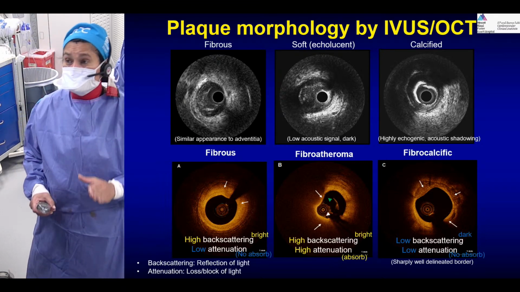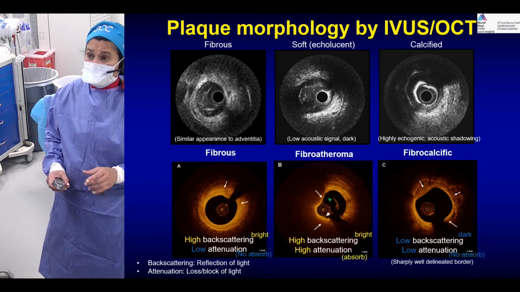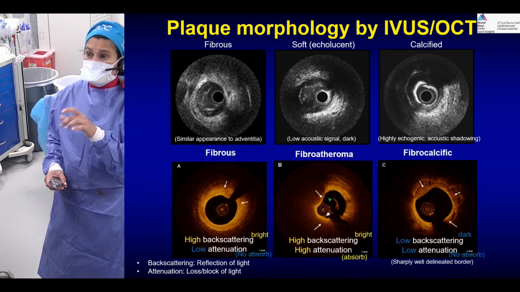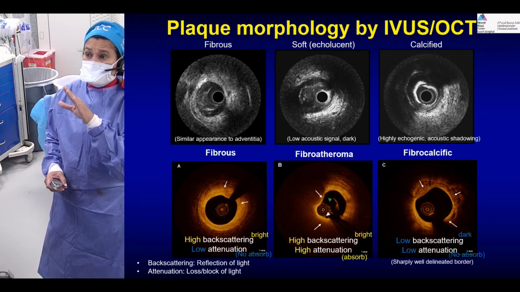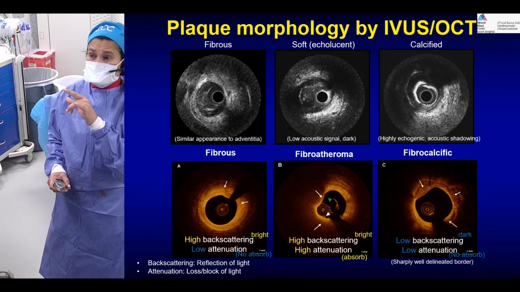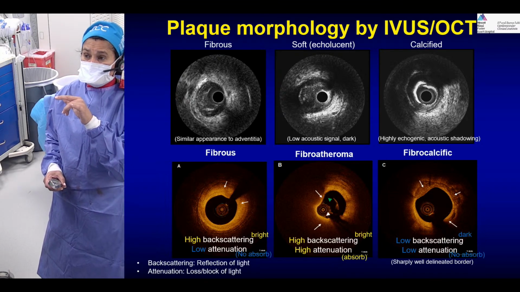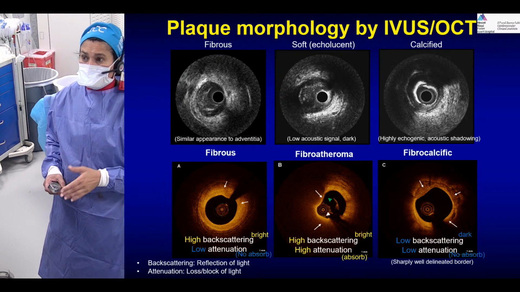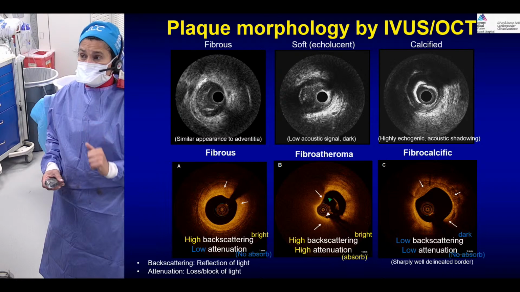And why do I know this so much? Because of the YELLOW trial. This is what we used to look for when we did OCT in every yellow case, to see whether there is lipid. So the brightness is because of the fibrous tissue, and high attenuation is because that's lipid. When there's lipid, the light is absorbed and doesn't come back. And so this is how it looks.